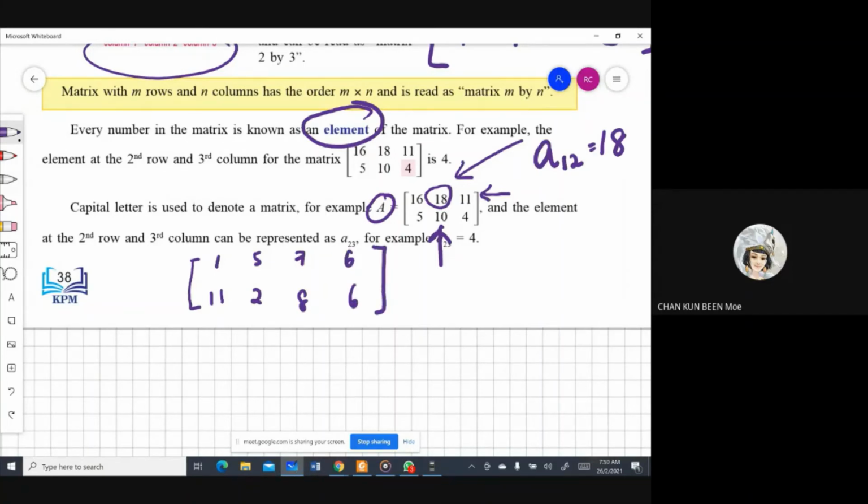Okay, the order of this matrix, this is matrix B. The order of this matrix is 2 by 4. Now, I want you to name me the element of B23. What is the number?